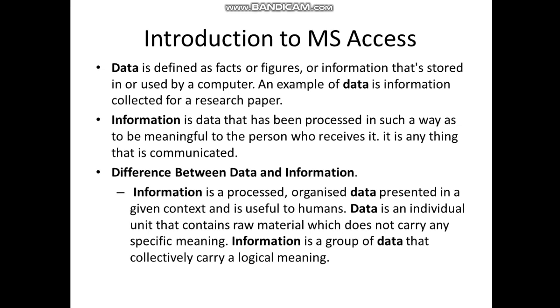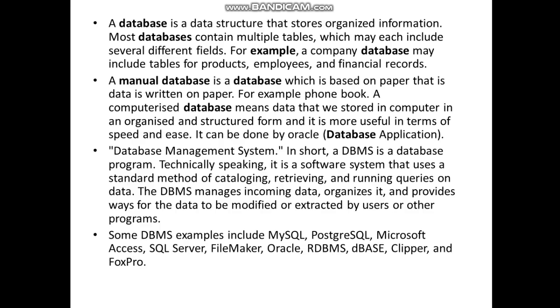Database. A database is a data structure that stores organized information. Most databases contain multiple tables which may each include several different fields. Example, a company database may include tables for products, employees, and financial records. A manual database is a database which is based on paper, that is, data is written on paper. Example, phone book.